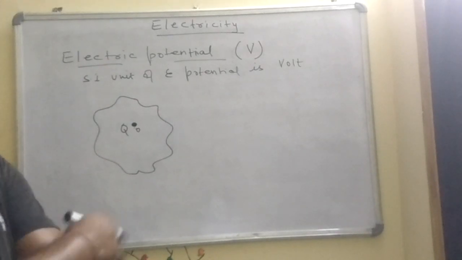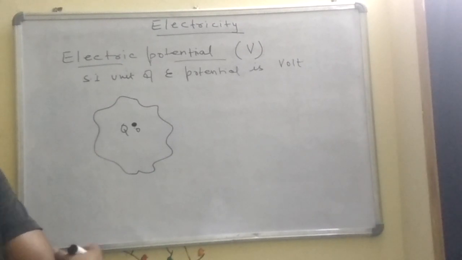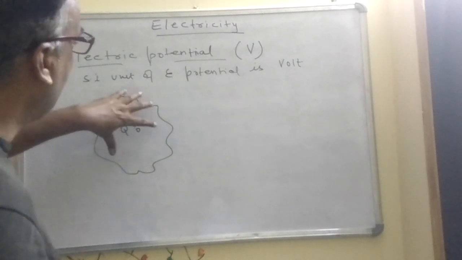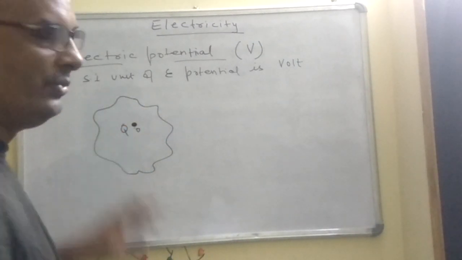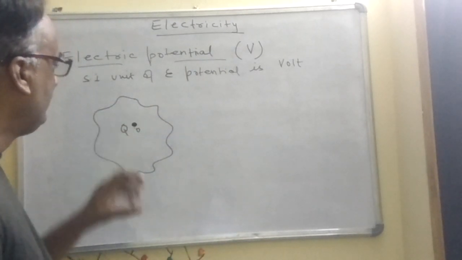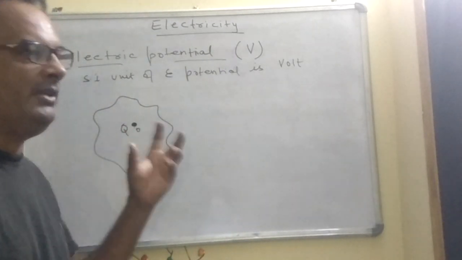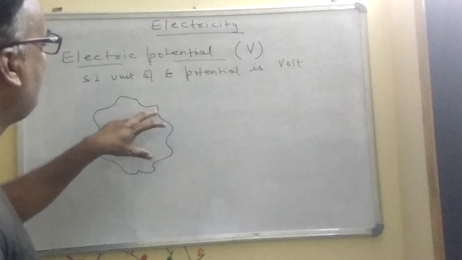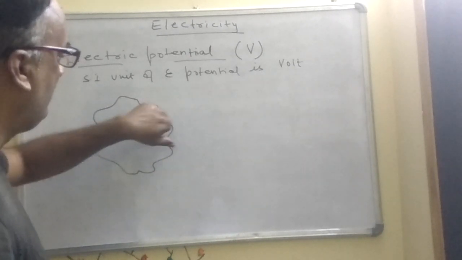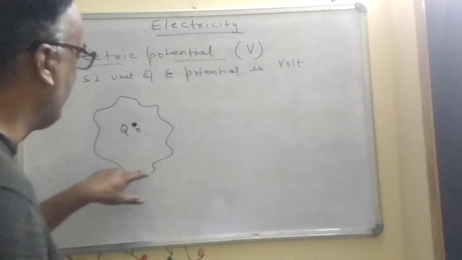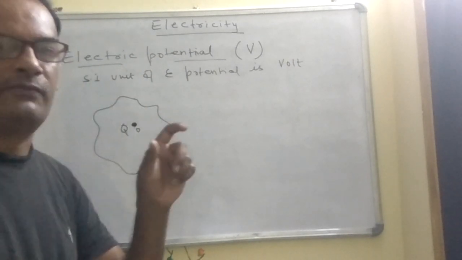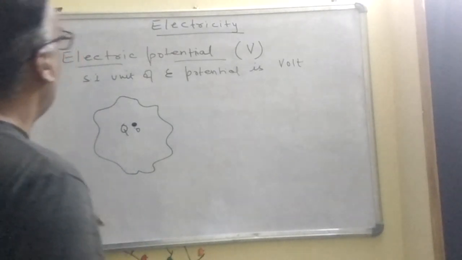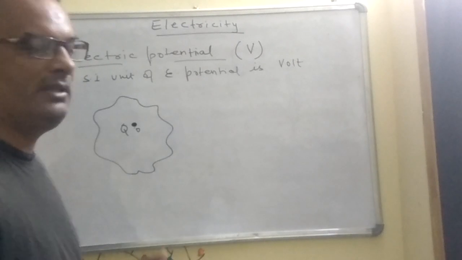Now what is electric field? You can say it is the area around this charge Q, which experiences some force. When you bring another charge near to it, when it enters into this particular vicinity, then it will experience some force. So that is called electric field. So before defining electric potential, we must know what is electric field.